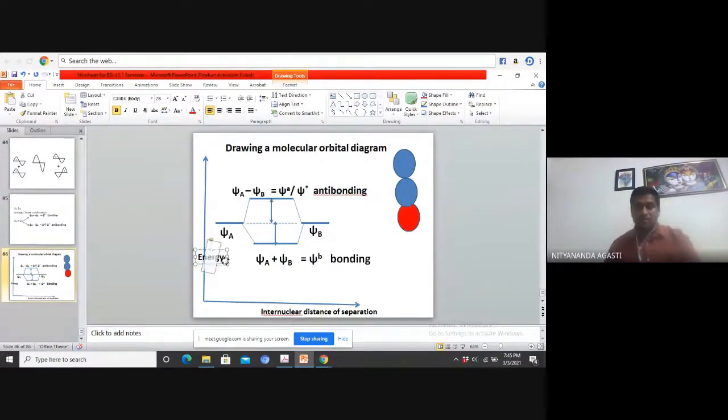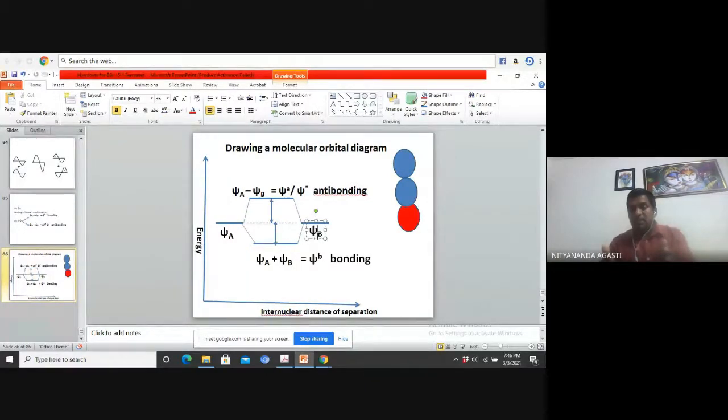Although in books you do not find this wherever it is plotted, for your understanding I am showing this one. This diagram is nothing but a plot between energy versus internuclear distance of separation. What is this internuclear distance? Look at this. We are going to demonstrate how two atoms are combined to form a molecule, and how atomic orbitals are combined. So these are atomic orbitals of two different atoms, one atom on one side, another atom on the other side, and how they are combined to give the corresponding molecular orbitals.